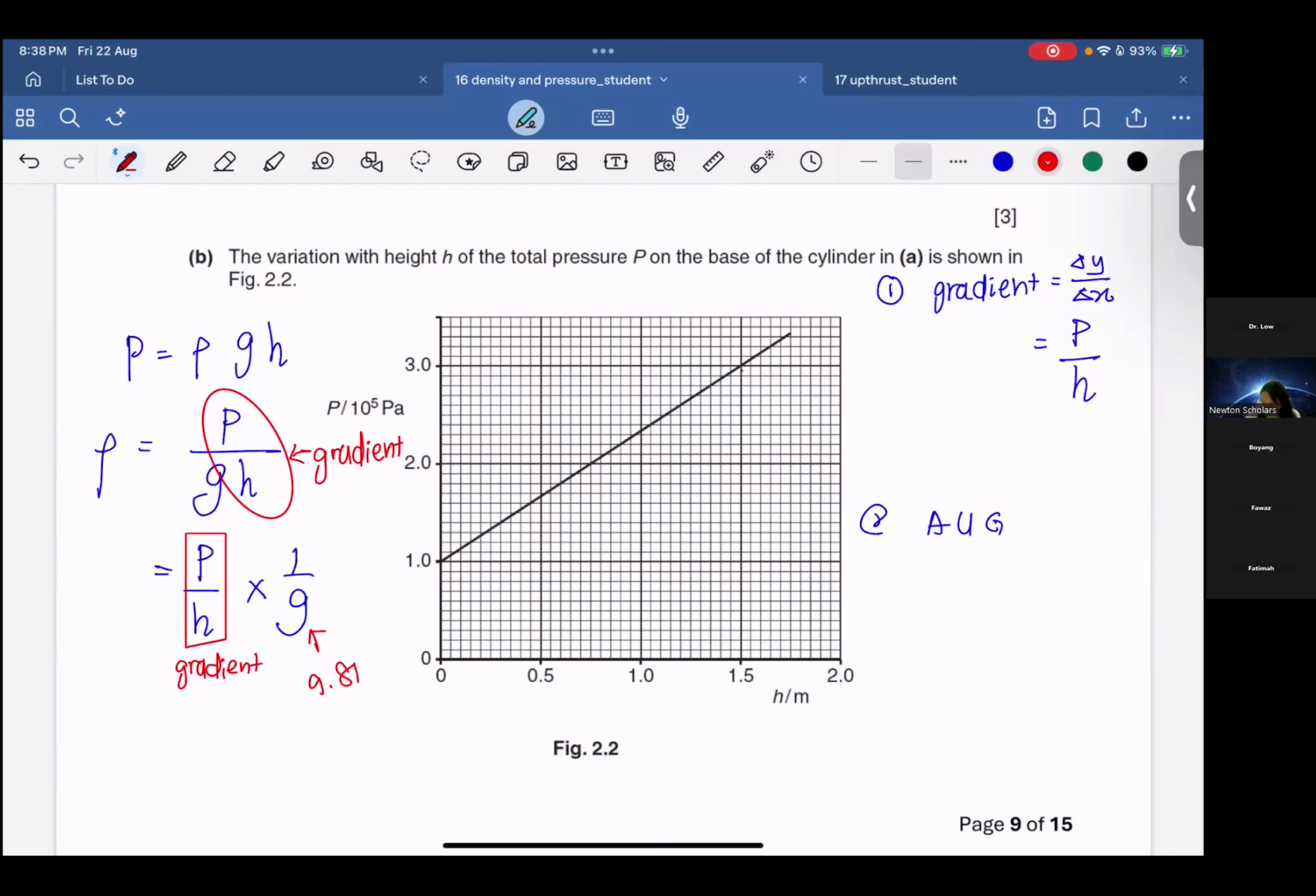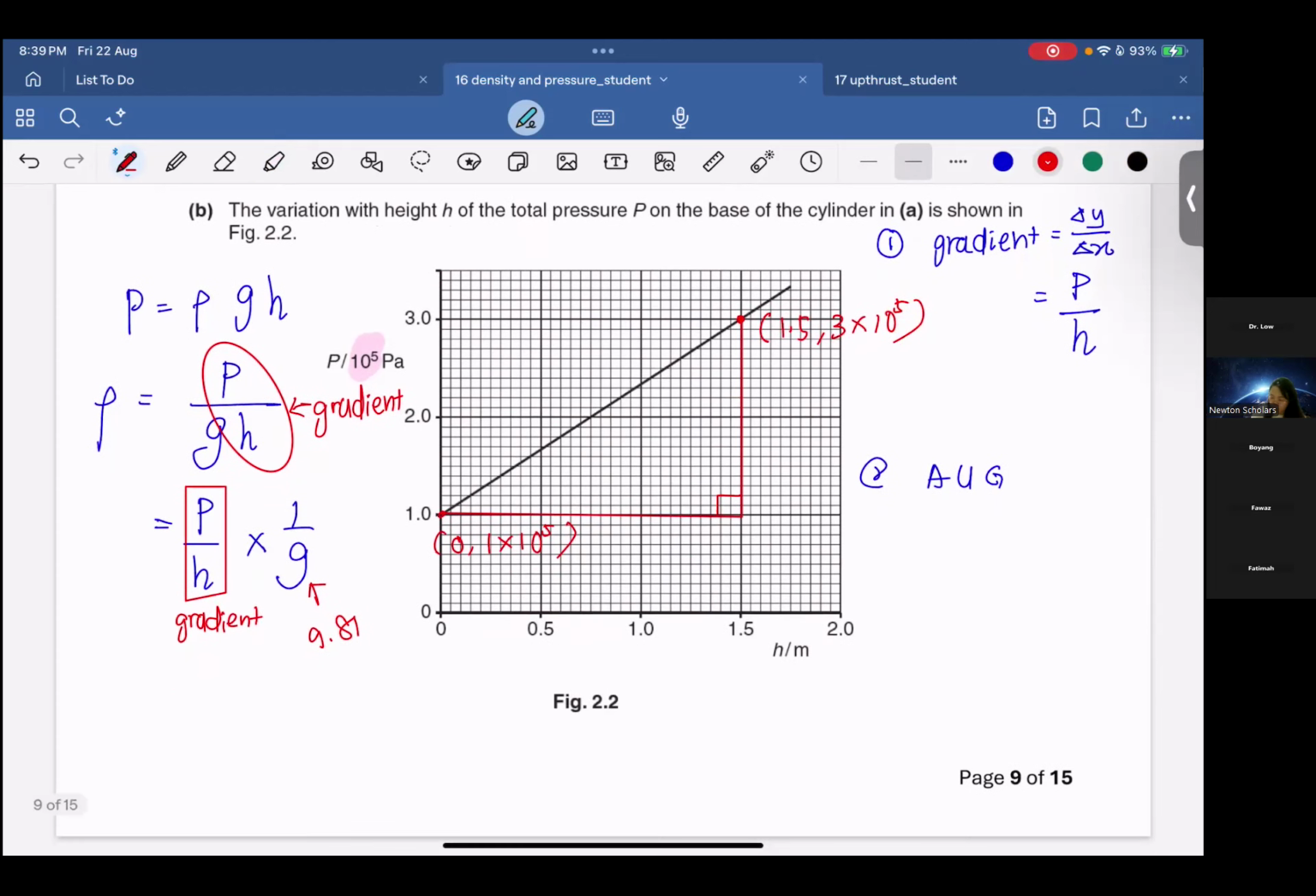How do you find the gradient? You can use any point. Maybe I use this triangle. Always remember, for gradient we use a triangle. This point is just nice. Don't forget that the pressure has times 10 power of 5. Don't write 1 only, it's 1 times 10 power of 5. Then here is 1.5, 3 times 10 power of 5. Boys and girls, tell me your final answer. What is the density that you get?